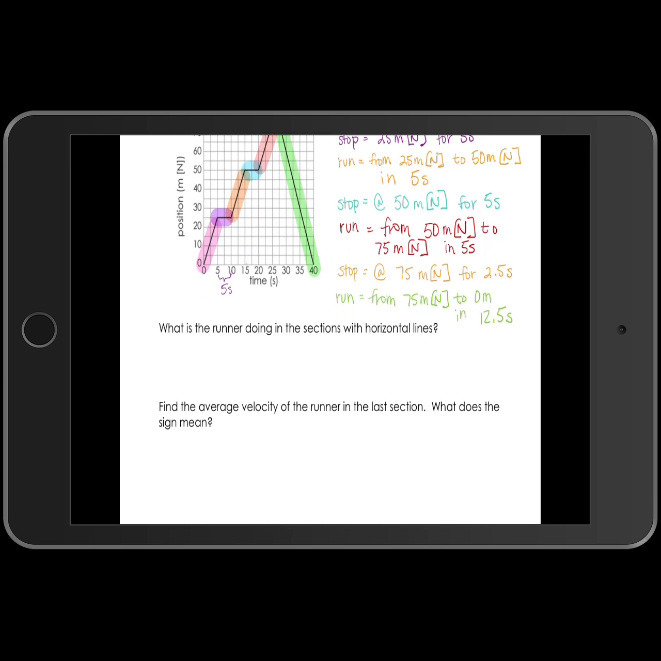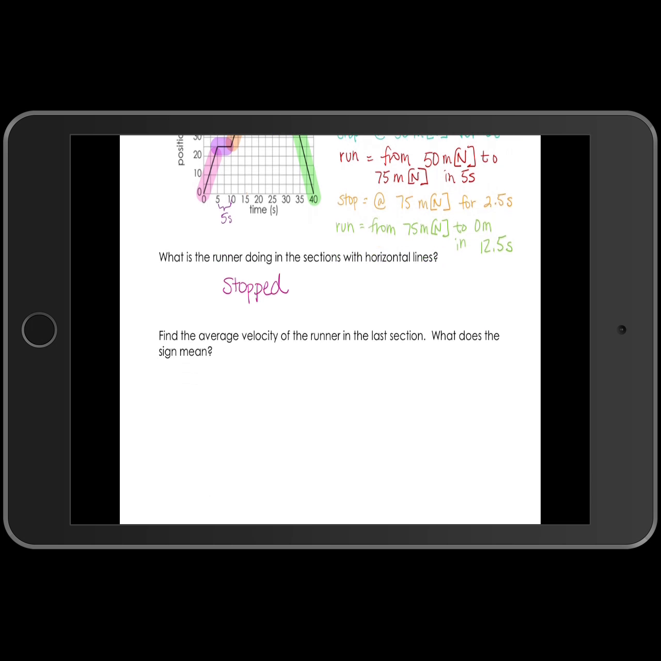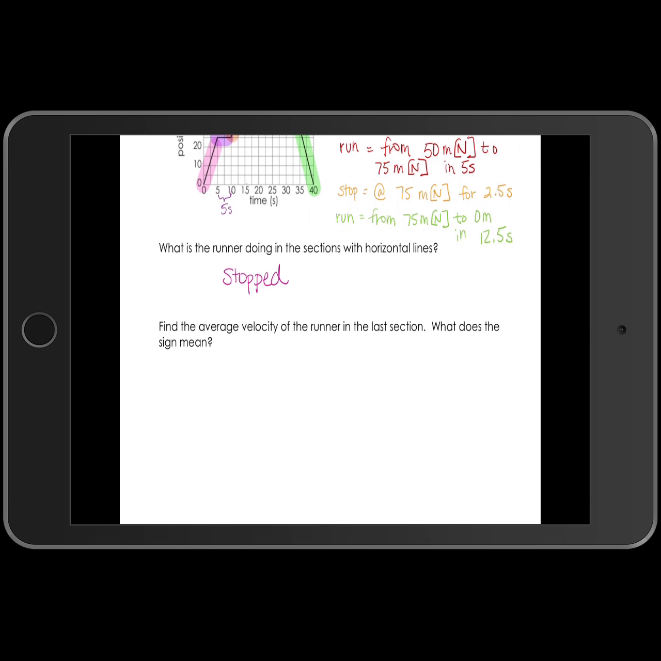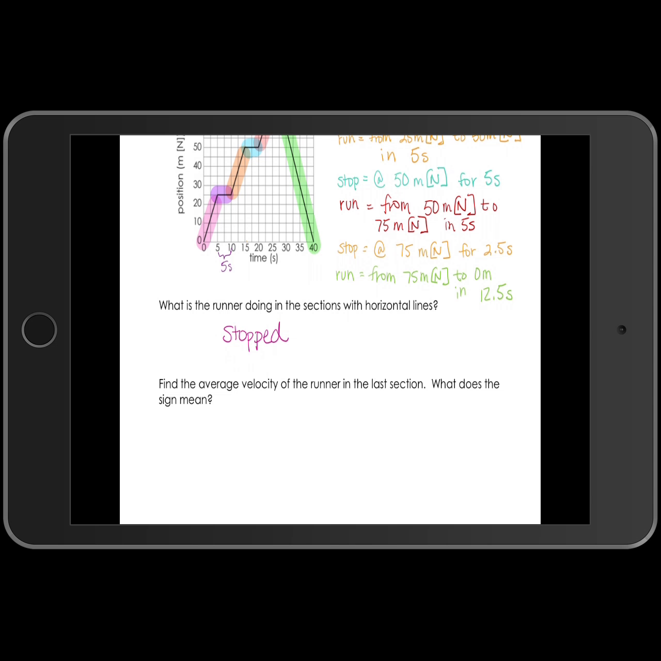Okay, so what is the runner doing in the scenarios with the horizontal lines? We've kind of already talked about this, but they are stopped, because our slope is 0, meaning that their velocity is 0. So find the average velocity of the runner in the last section. What does the sign mean? Remember that our average velocity is going to be our ending position minus the starting position all over time.